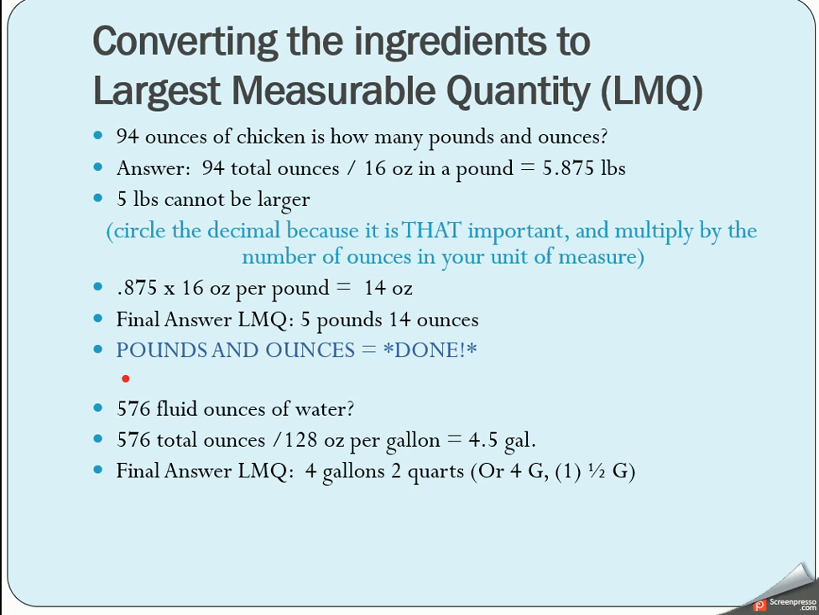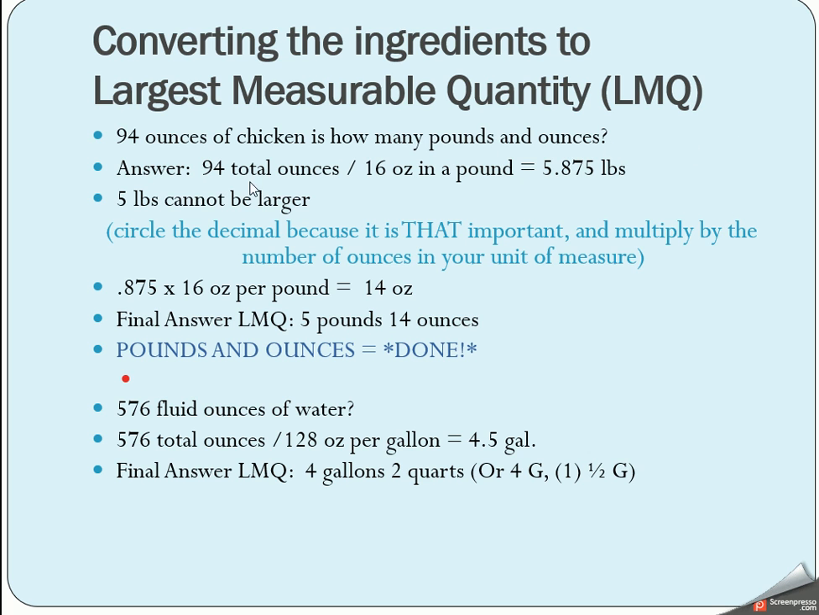All right, it's everybody's favorite, or at least it's mine. It's converting the ingredients to the largest measurable quantity, or LMQ, as I like to put on my assignments. So for the first problem here, we have 94 ounces of chicken, and I want to know how many pounds and ounces that is equal to.